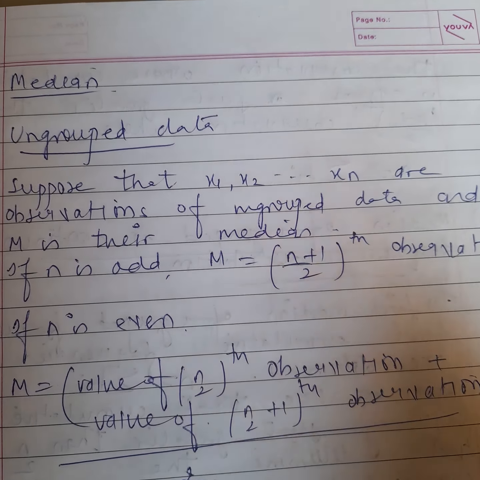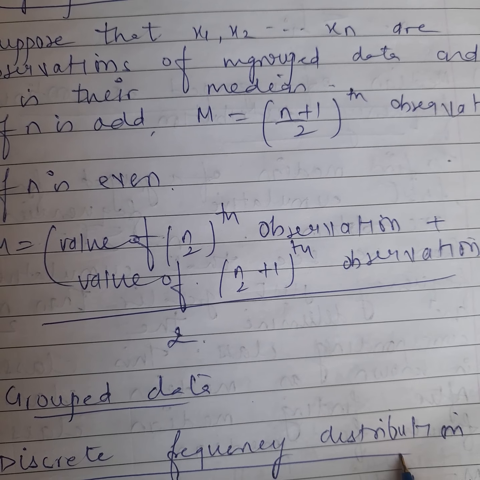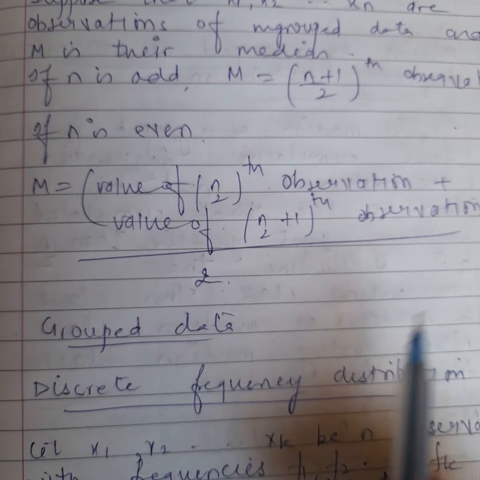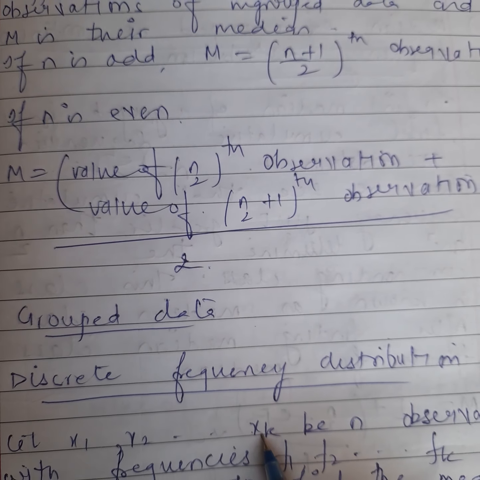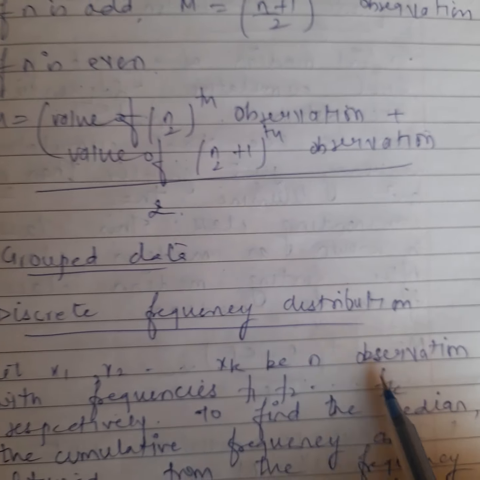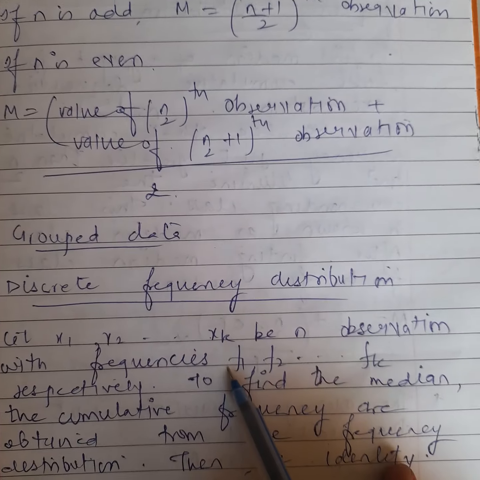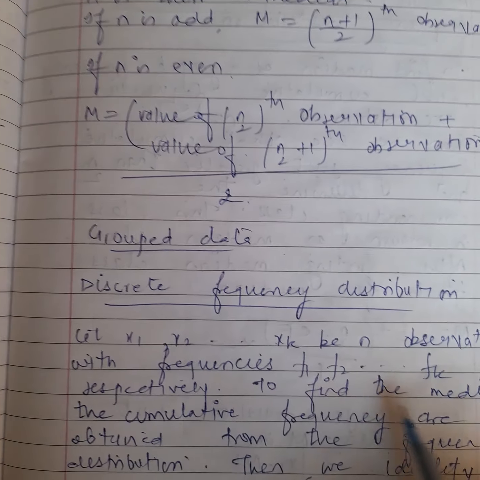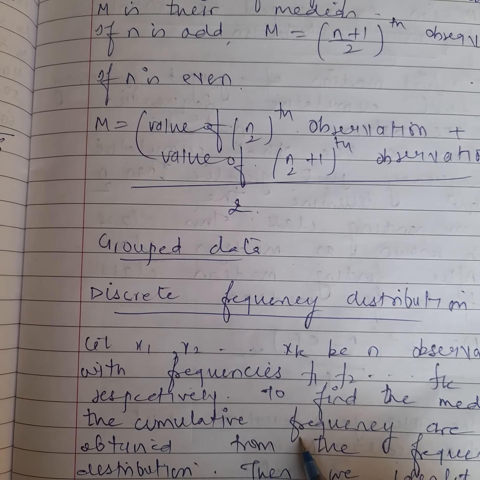Next is for grouped data. In grouped data again we have two: that is discrete frequency distribution, and next is median for a grouped or continuous frequency distribution. Then let x1, x2 up to xk be n observations with frequencies f1, f2 up to fk respectively. To find the median, the cumulative frequencies are obtained.